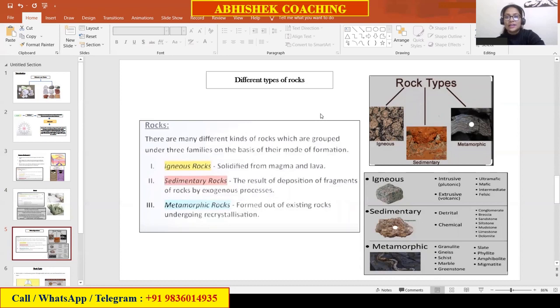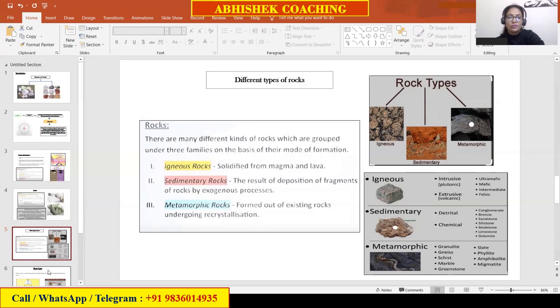You can see here the three types of rock, and igneous rock we can divide into two parts: intrusive igneous rock and extrusive igneous rock. Here are the examples. Igneous rocks include mafic and ultramafic. For sedimentary, the examples are limestone and sandstone. For metamorphic rock, marble is an example. So this is the rock table you can see.